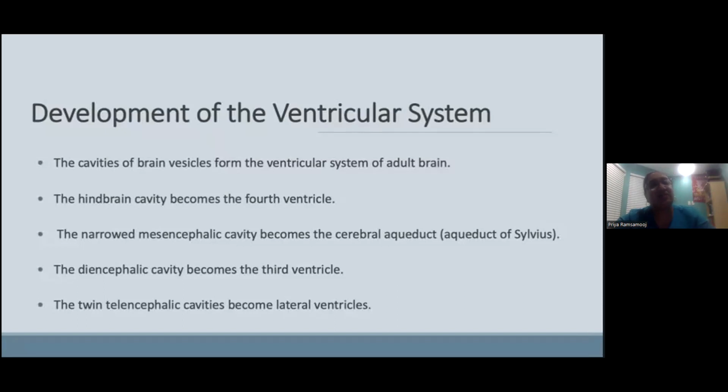So the cavities of the brain vesicles, as I would have said, form the ventricular system of the adult brain. The hindbrain cavity becomes the fourth ventricle. The narrowed mesencephalic cavity becomes the cerebral aqueduct. And the diencephalic cavity becomes the third ventricle. And the twin telencephalic cavities become your lateral ventricles.